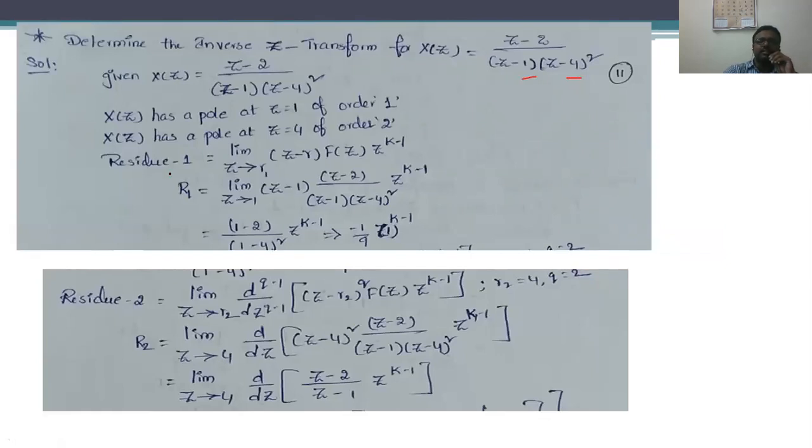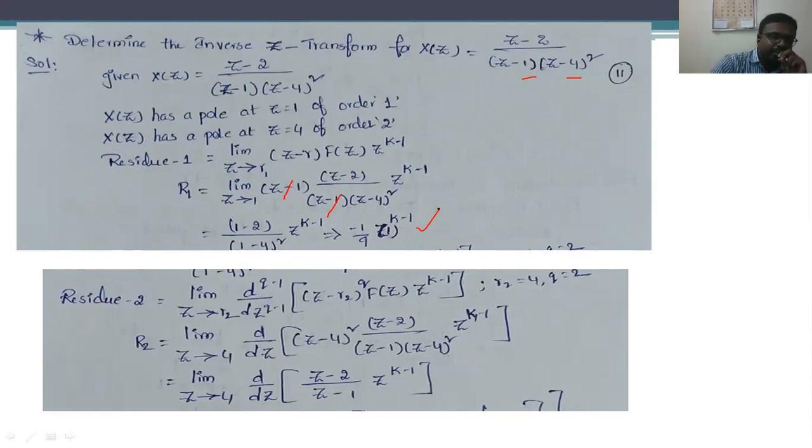Therefore, the residue at pole 1 is R1 equal to limit z tends to 1, (z minus 1) into f of z into z power k minus 1. Cancelling this z minus 1 in numerator and denominator, and upon substituting z is equal to 1, because it is limit z tends to 1, we obtain the value of R1 as minus 1 by 9 into 1 power k minus 1.